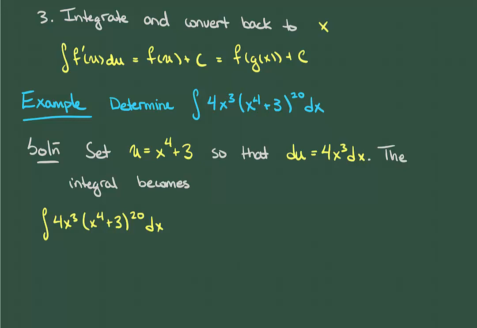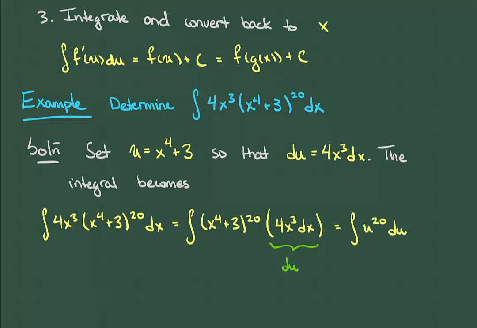And you don't have to do this part, but I'm actually going to rewrite the integrand so that we can see how du comes into play. The result is an integral that only depends upon u. And it's fairly simple to find an antiderivative of u to the power of 20. And changing the answer back to x gives us our final solution.